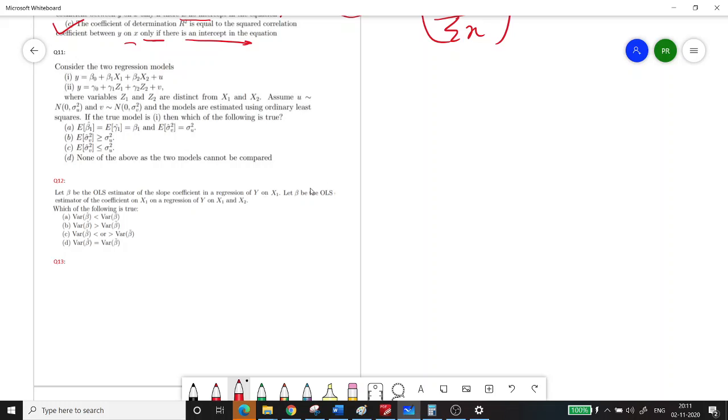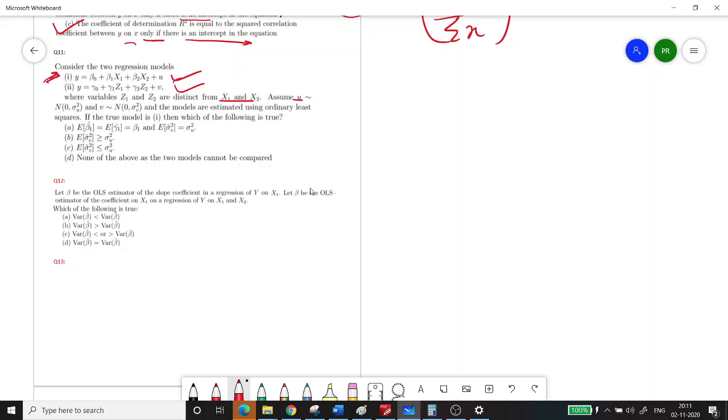Okay, next question. Consider the two regression models, where one model is this and another model is this, where variables z1 and z2 are distinct from x1 and x2. Assume that the error from the first model and the error from the second model are both normally distributed with mean 0 and a constant variance, and the models are estimated using ordinary least squares. If the true model is 1, so now here comes the question.